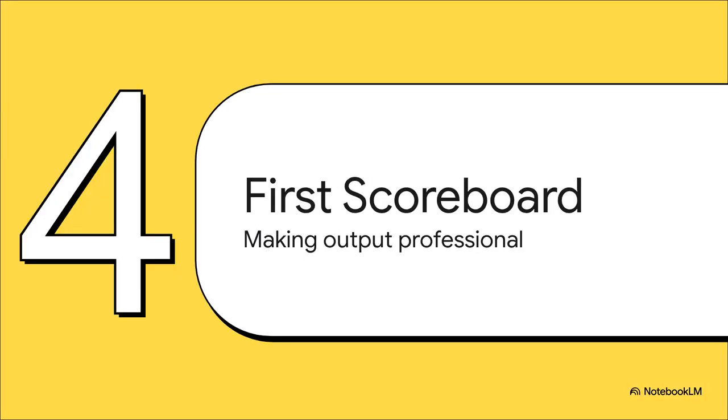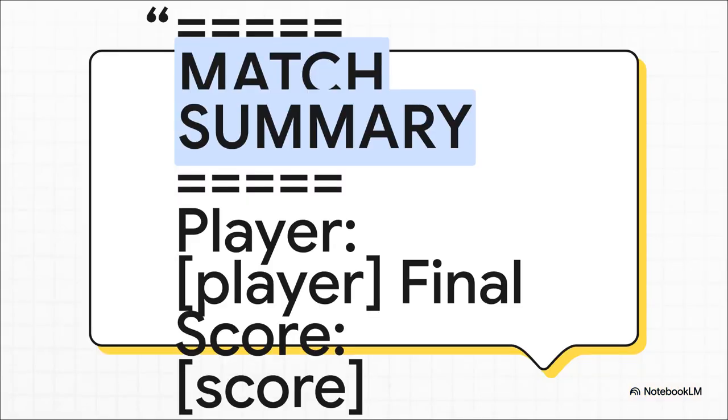Okay, so at this point, we have all the main skills, right? We can get input, we can do math, and we can make decisions. The last piece of the puzzle is just making our output look good. You know, making it look professional, like a real scoreboard you'd actually see in a finished game. And you might be surprised how we do this.